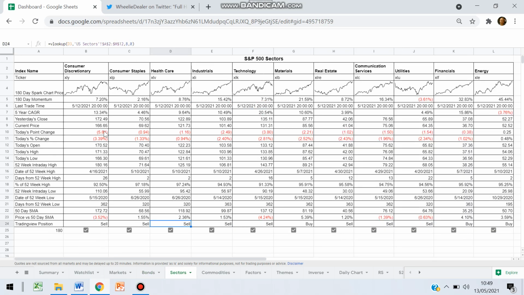I then also look at S&P 500 sectors. These have pretty good ETFs that track them, and that's why I focus on S&P 500 sectors rather than any other ones. And again, we've got similar data as well as the TradingView positions here. So as we can see, yesterday in the US was a pretty bad day across the board with only energy showing any growth.